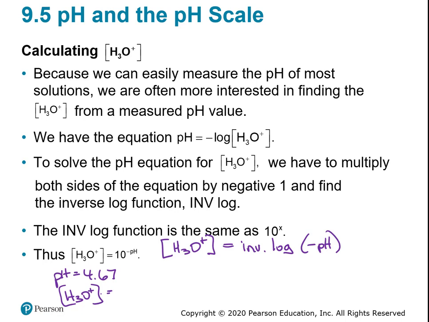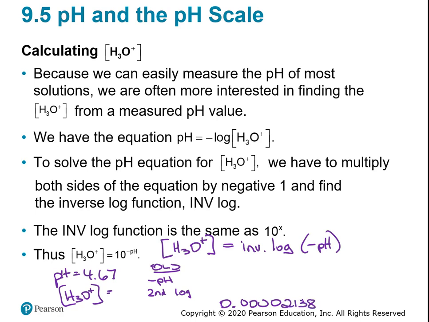With the old calculator, you have to put 4.67 in. You hit the plus minus button, then you hit the second log, which is that 10 to the x. So in the old calculator, you put in the negative pH, then the second button, and then the log button. I put in 4.67, hit the little plus minus button down next to the equal sign, then the second button, then the log button. And I get 0.00002138.